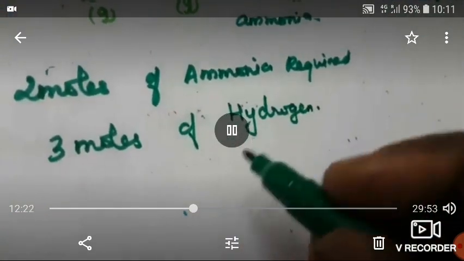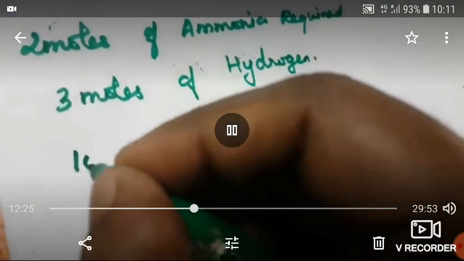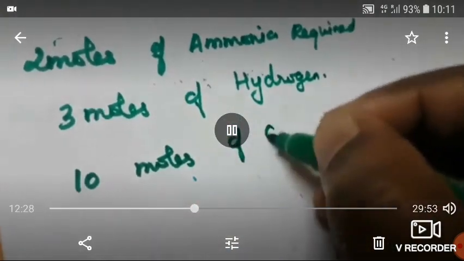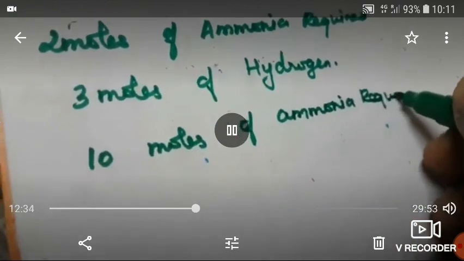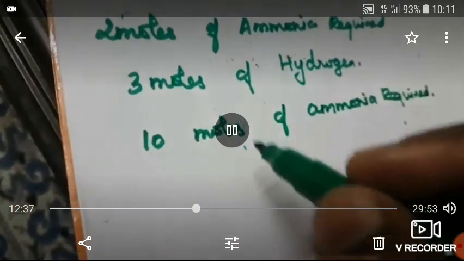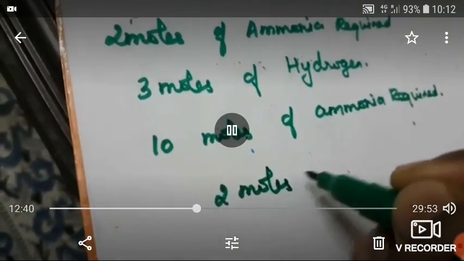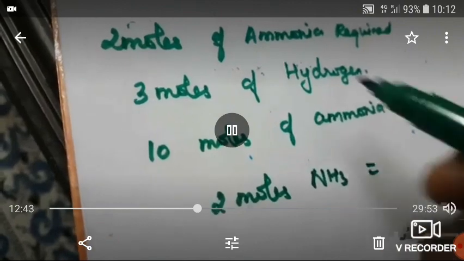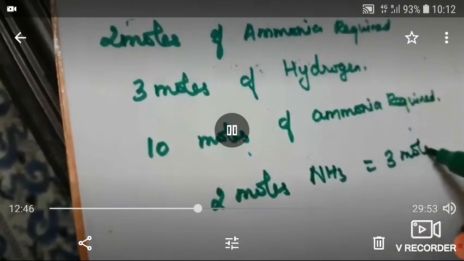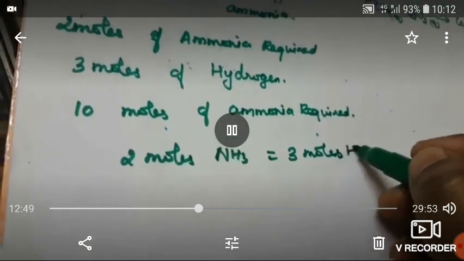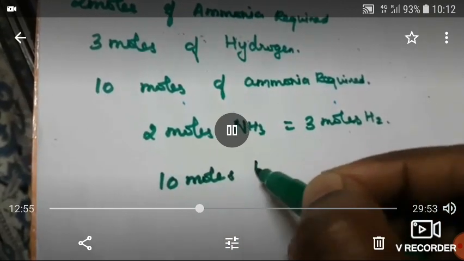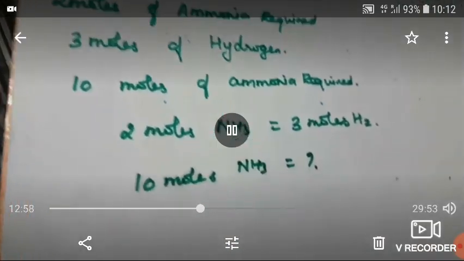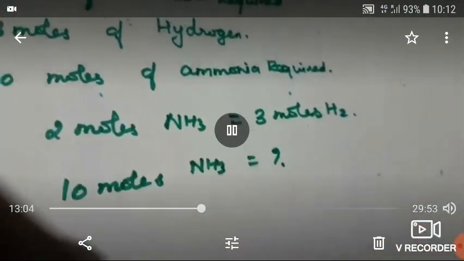Then 10 moles of ammonia require how much? 2 moles of NH3 require 3 moles of hydrogen, a simple thing you can write like this. So 10 moles of ammonia require how much? Let us say this is x.